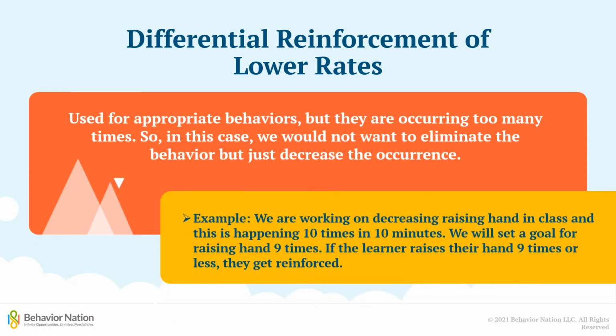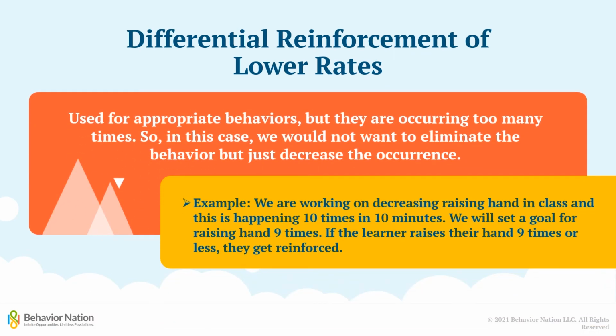Differential reinforcement of lower rates is used for appropriate behaviors, but they are occurring too much. So in this case, we would not want to eliminate the behavior, but just decrease the occurrence. For example, hand raising is happening 10 times in 10 minutes. We will set a goal for hand raising 9 times. If the learner raises their hand 9 times or less, then they get reinforced.